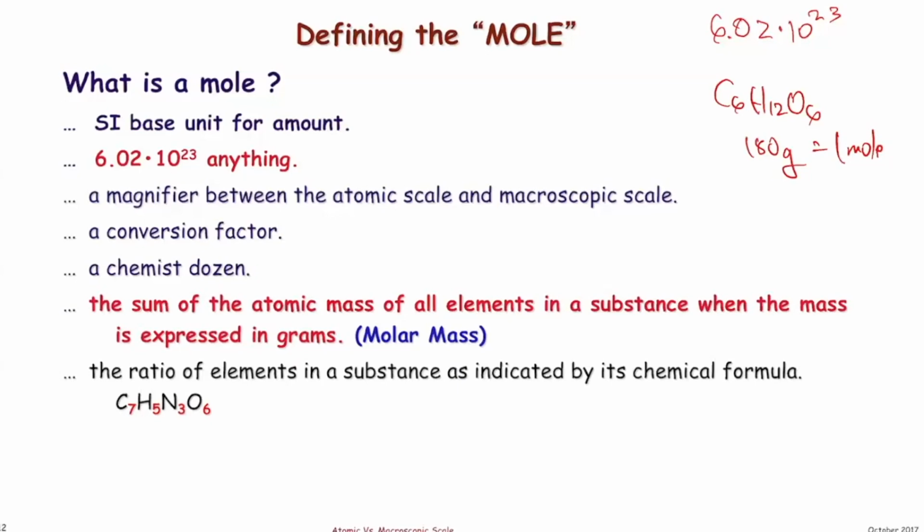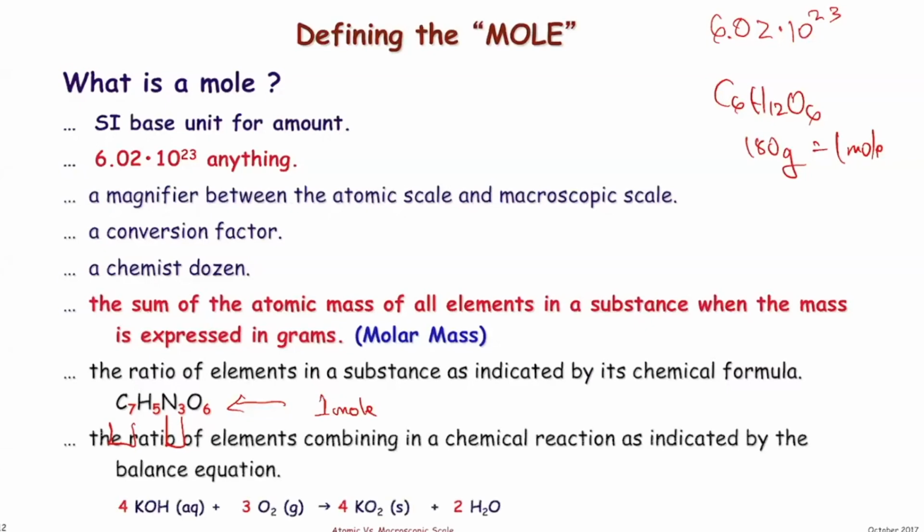It's also the ratio of elements in a substance as indicated by its chemical formula. This 7 tells you you have 7 moles of carbon. This 3 tells you you have 3 moles of nitrogen. It can also mean that you have 3 nitrogen atoms. But if you have 1 mole of this compound, then you have 7 moles of carbon, 5 moles of hydrogen, 3 moles of nitrogen, and 6 moles of oxygen. So that's what that means.